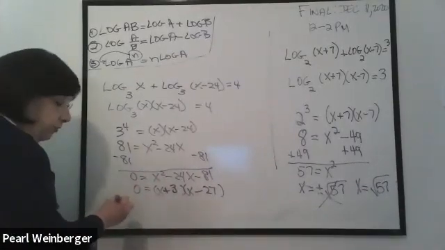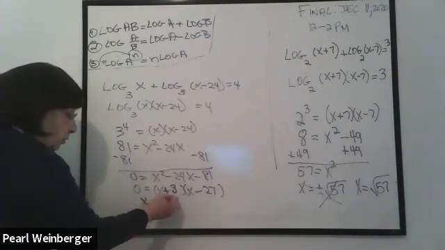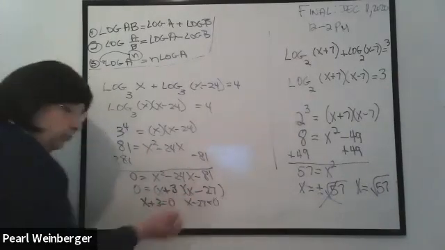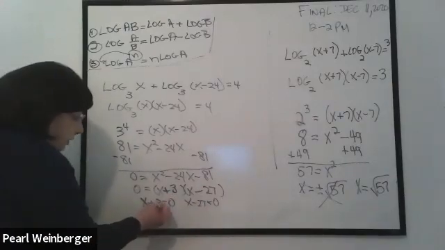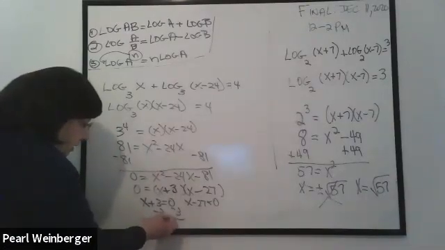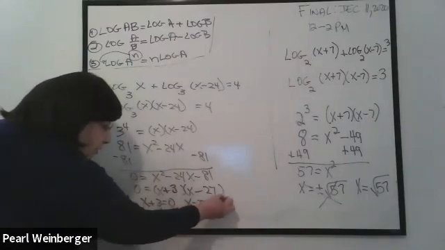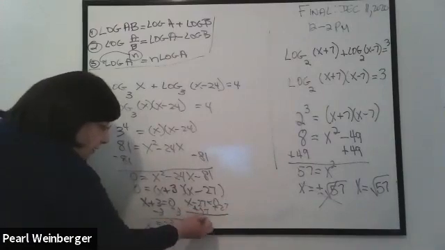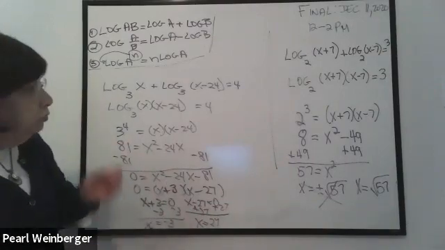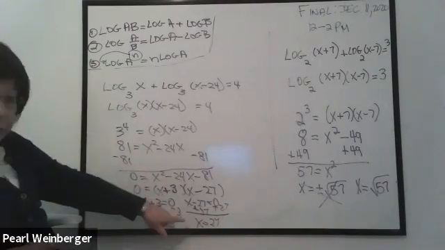Now we set each of the factors equal to 0. So we get x plus 3 equal to 0, and x minus 27 equal to 0. When I subtract 3, this gives me x equals negative 3. And here I'm going to add 27. So that'll give me x equals 27. I got two answers to my equation, negative 3 and positive 27.